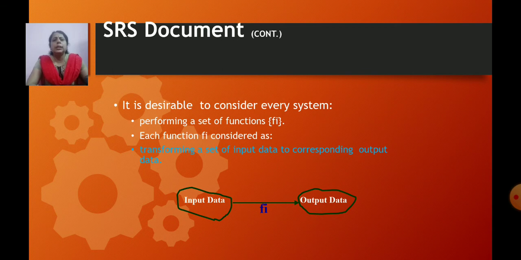So this is an example of functional requirement. It is desirable to consider every system as performing a set of functions Fi. Each function Fi is considered as transforming a set of input data to the corresponding output data. It means each function described in the SRS document has some input data and some output data after processing.